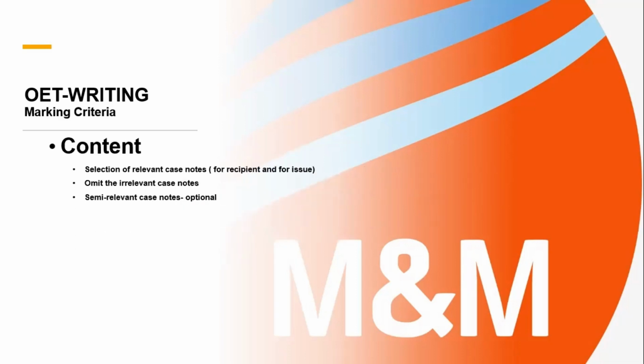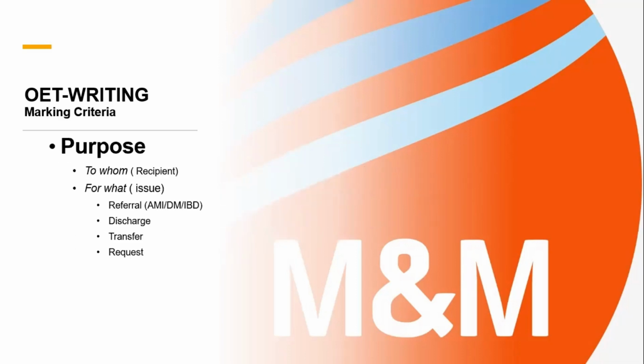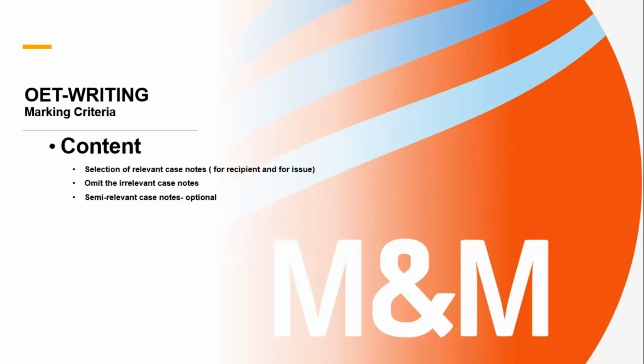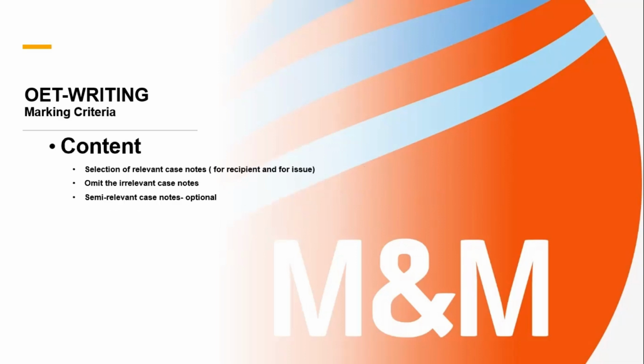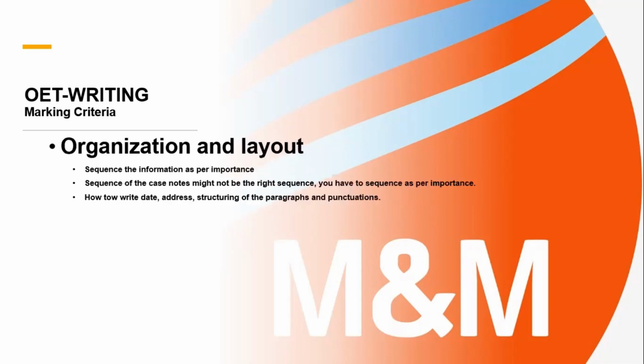So if we quickly revise, out of these 6 criteria, the purpose of writing is the most important criterion. It is not only the recipient awareness or organizing the case notes as per the issue, but at the same time it is the focus of the letter. Then we have the selection of relevant case notes, relevant with reference to the recipient and relevant with reference to the issue. That is followed by the organization. Though we can have a standard letter structure, we have to go with flexibility.